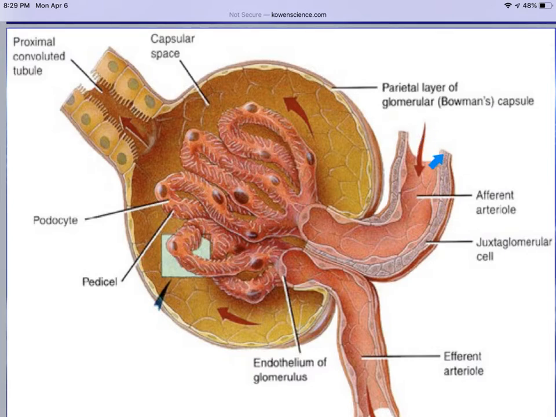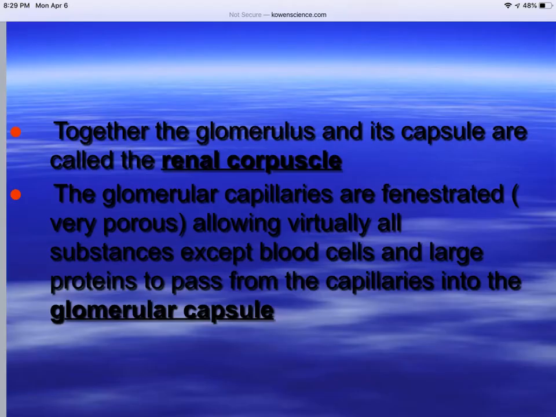So the afferent arteriole is larger. It's bringing more blood into the glomerular capsule. The efferent arteriole is much smaller. So we have more blood coming in than we have leaving. And as a result, we have a bottleneck, or a pressure gradient here. And what that does is that pressure forces the waste out of the blood into this capsule, into the proximal convoluted tubule. So together, the glomerulus and its capsule are called the renal corpuscle.